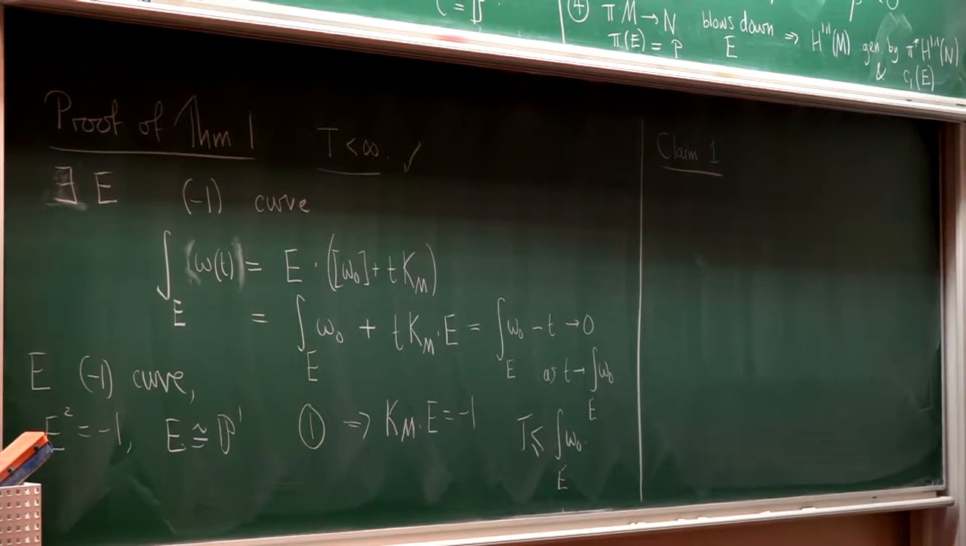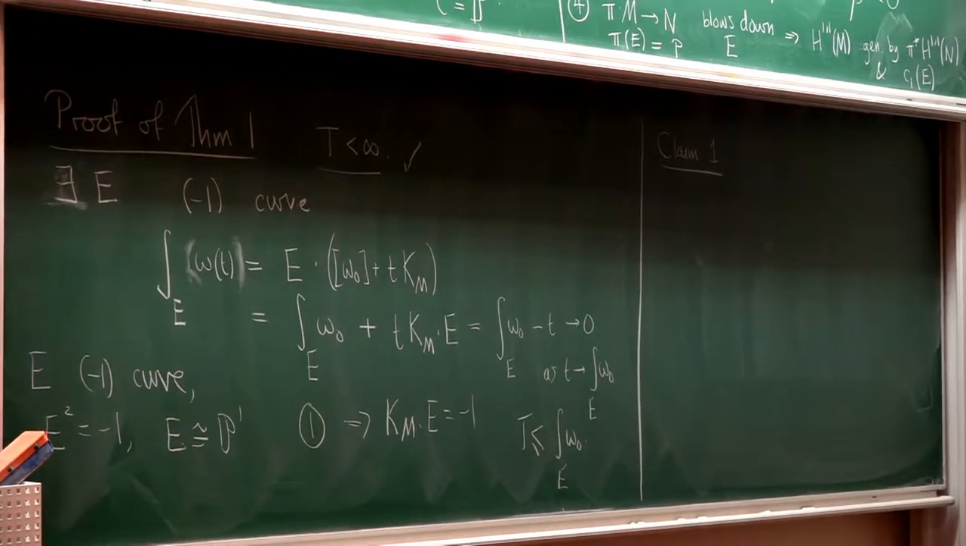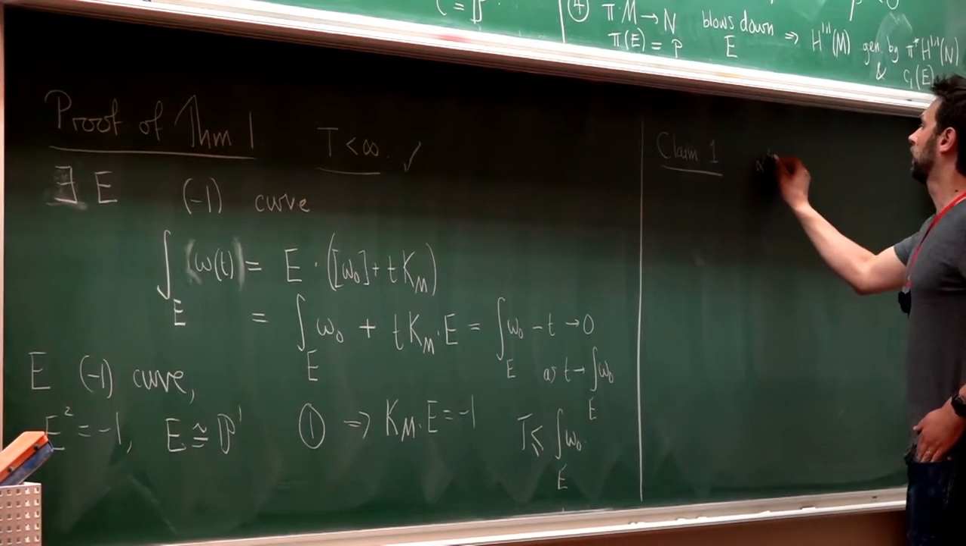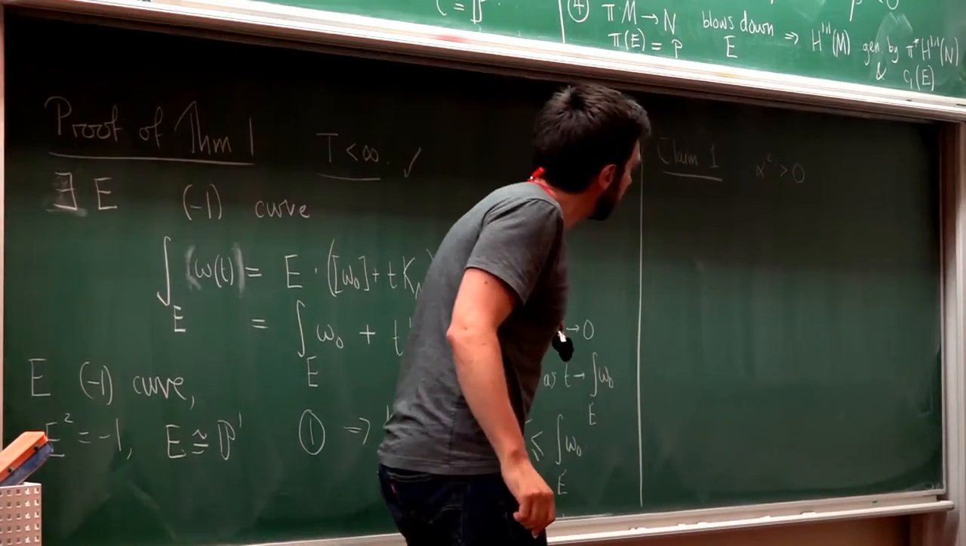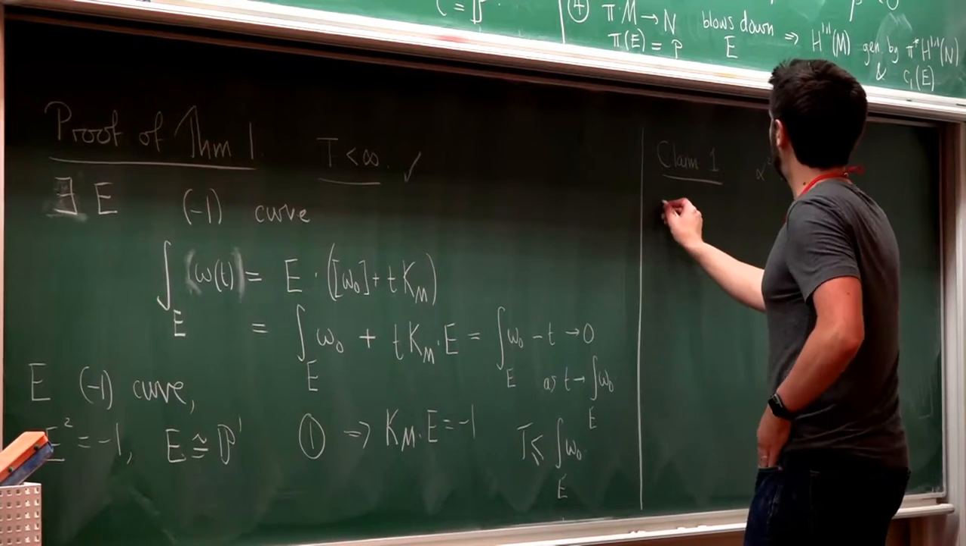Claim one is that alpha squared is positive. Where did I put alpha? Here's alpha. I want to claim that this alpha squared is positive. And to see that, here's the proof of claim one.